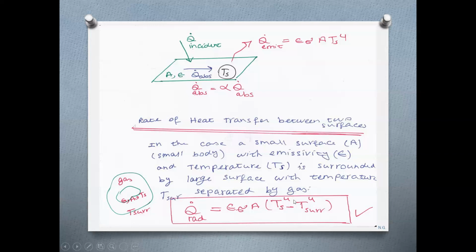It depends if you come up with a positive or negative value here. The net rate of heat transfer by radiation to a body would be epsilon sigma A (Ts^4 minus T surrounding^4). T surrounding is the temperature of the surrounding, and Ts is the surface temperature of the body. This is a small body enclosed by a large body, and they are separated by gas. A is the area of this small body, like you, me. Sigma is the Boltzmann constant, and epsilon is the emissivity of the body.